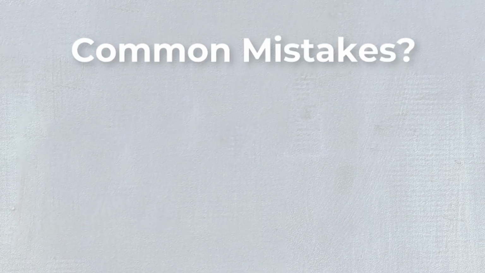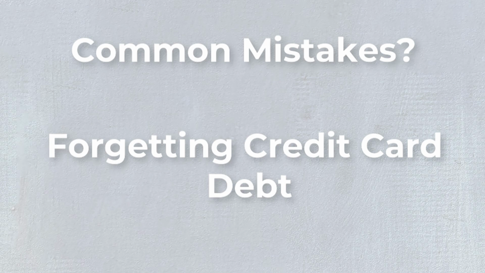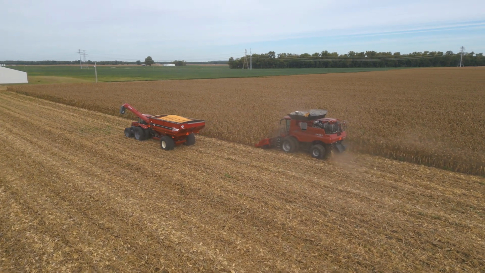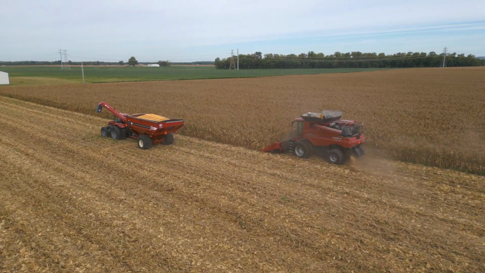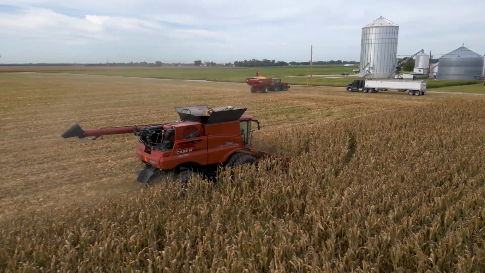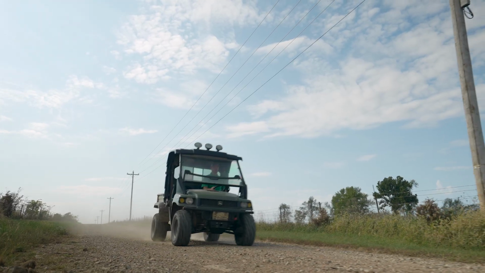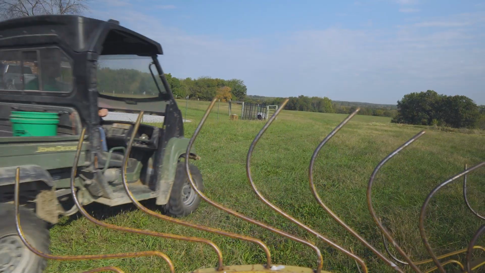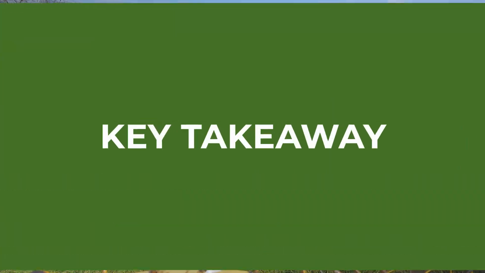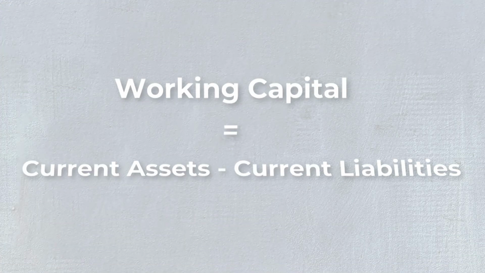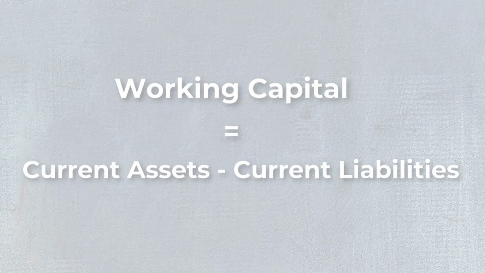Common mistakes? Forgetting credit card debt is a big one, even if you try to pay it off monthly. Also remember, if you're borrowing machinery or equipment from family, don't list it as an asset if you don't own it. You should, however, list assets that you have partial ownership in and accurately reflect that partial ownership in corresponding value. Key takeaway: your working capital is your current assets minus your current liabilities.